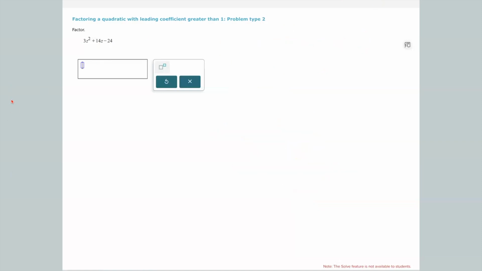All right, so we have 3z squared plus 14z minus 24. Nothing we can divide out from all of them other than 1. So let's do z. How do I get 3? Well, 1 and 3. So let's do 3z. Now, whatever numbers I put here multiply to negative 24 and add to positive 14. And whatever number I put on the right-hand side here, I'm going to be multiplying by 3z.